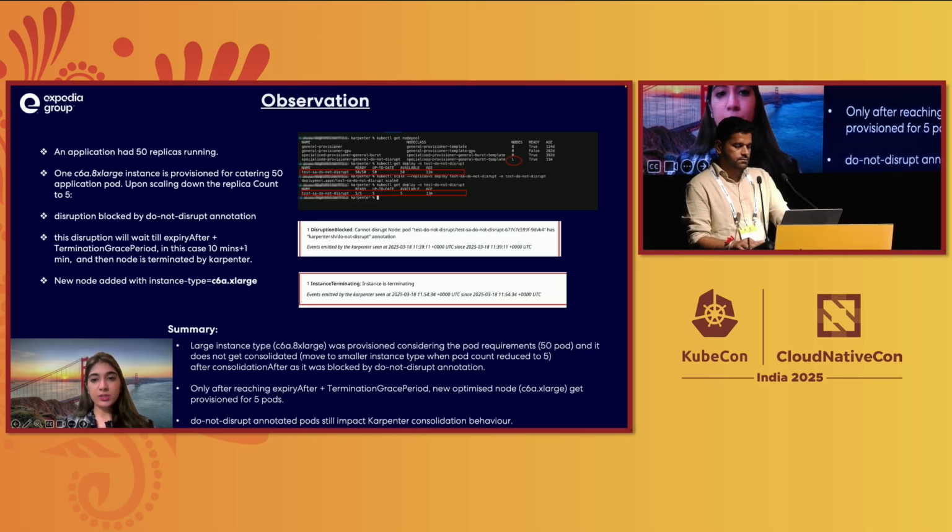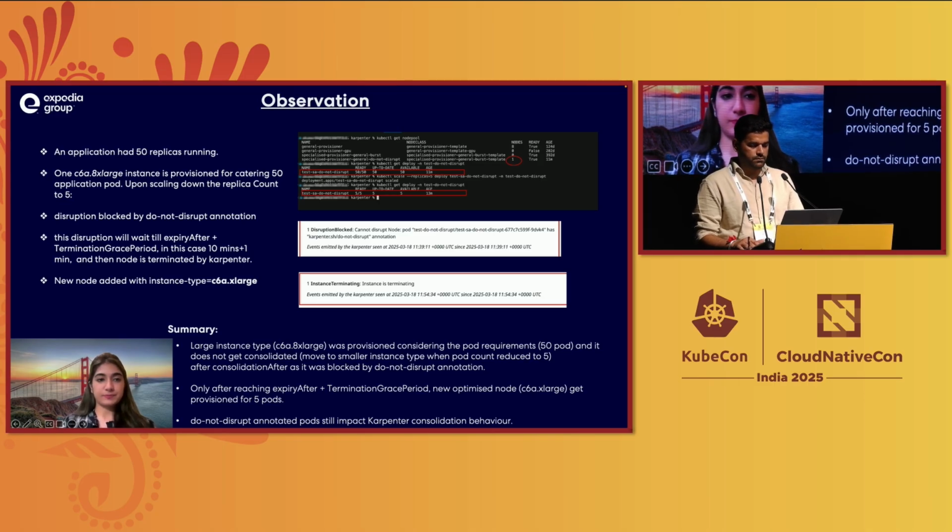The disruption only occurred after the combined expire after, which was 10 minutes, plus termination grace period, which was 1 minute, time interval elapsed. At which point, Karpenter terminated the large node and then provisioned a smaller optimized instance type for the reduced workload. This demonstrates that do-not-disrupt annotated pods can delay Karpenter's consolidation behavior, thus preventing timely right-sizing of the nodes until the expiration period is reached.